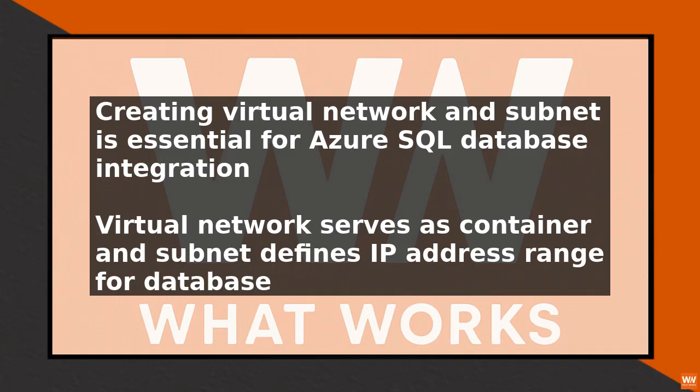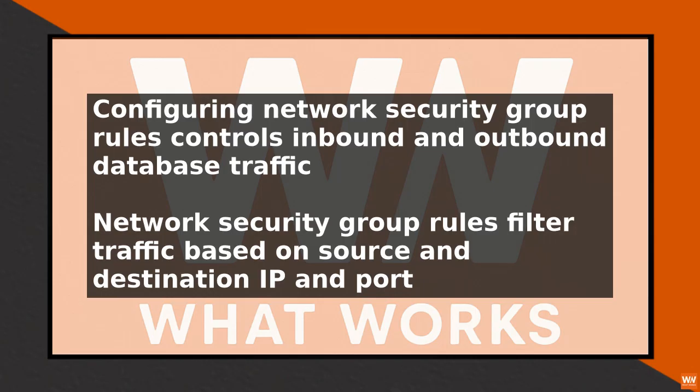After configuring the network security group rules, you need to enable the virtual network service endpoint for your Azure SQL database. The virtual network service endpoint allows you to secure your Azure SQL database by only allowing traffic from trusted sources. To enable the virtual network service endpoint, navigate to the Azure portal and select your Azure SQL database. Click on the Networking tab and select the virtual network you created earlier. Then, click on the Service Endpoint tab and select the Microsoft SQL checkbox.